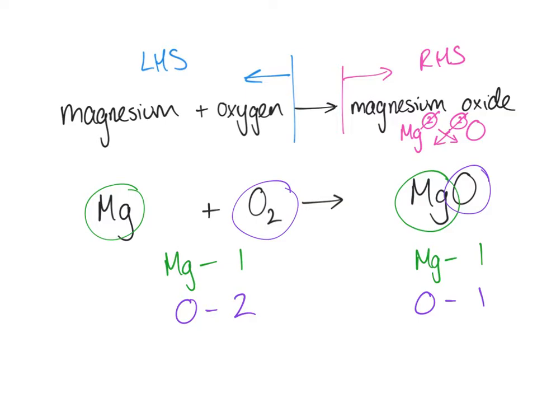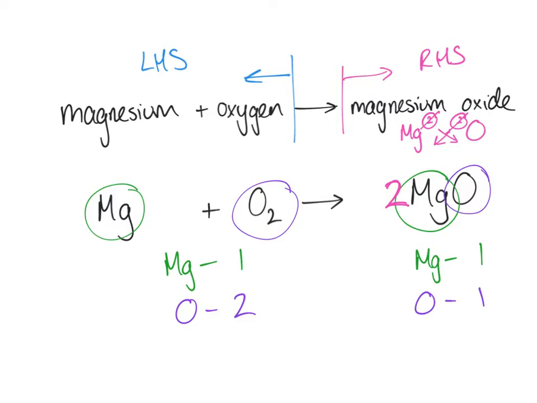So what we do is something called balancing, and how we do that is we put big numbers in front of the individual formula. You can see on the right hand side I need 2 oxygens, but I only have 1 at the minute. So I think to myself, what number do I need to put in front of that whole formula to make it 2, and that number will multiply. So I put a 2 in front of the MgO.